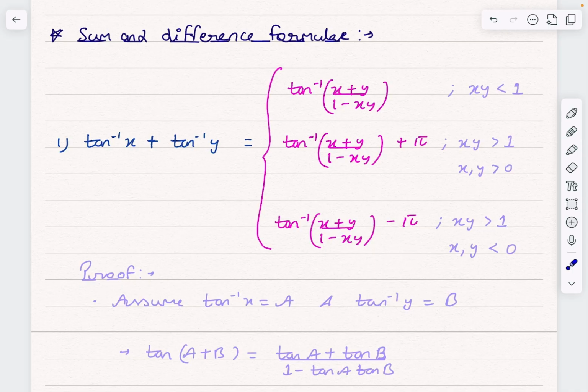Okay, so understand this logic, guys. Then you don't have to mug up the conditions. You can recall them anytime when required. So if denominator is positive, no issue. But if denominator is negative, then depending upon x and y sign, we have to add or subtract pi. Okay, next one.